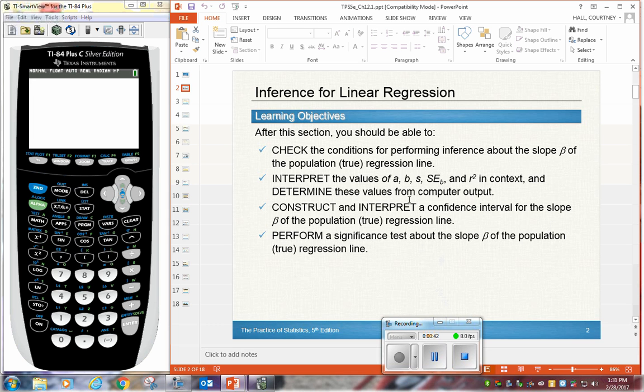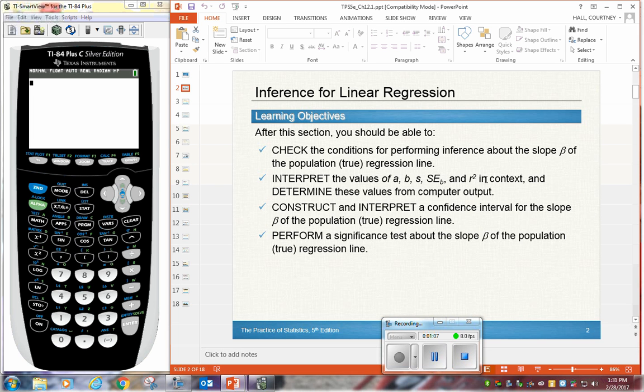Okay. Interpret the values of A being our y-intercept, our constant. B for statistics, we use B as our slope, not as our y-intercept like you did in algebra. So A is the y-intercept, B is the slope. S is going to be the standard deviation of the residuals. SE sub B, that's the standard error of your slopes. And then R squared is still your constant of variation.